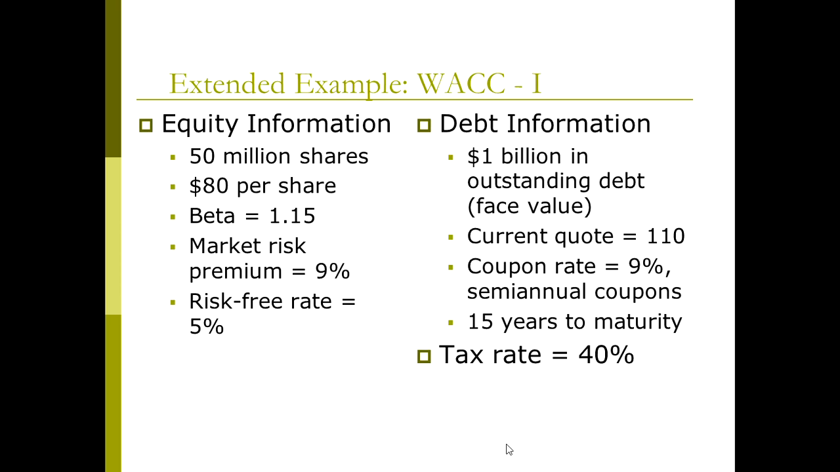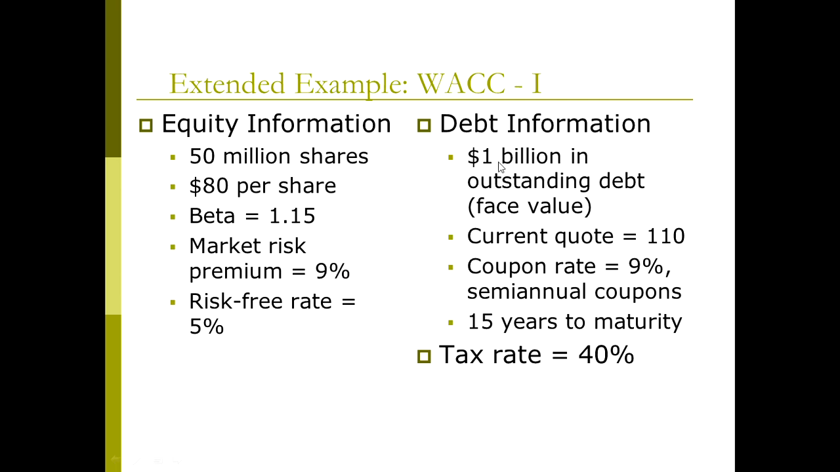Let's take a look at another example. For the following company, we gather the information on the equity, means common stocks. We also gather the information on debt. 50 million shares outstanding, each share $80, beta 1.15, market risk premium 9%, risk-free rate 5%.